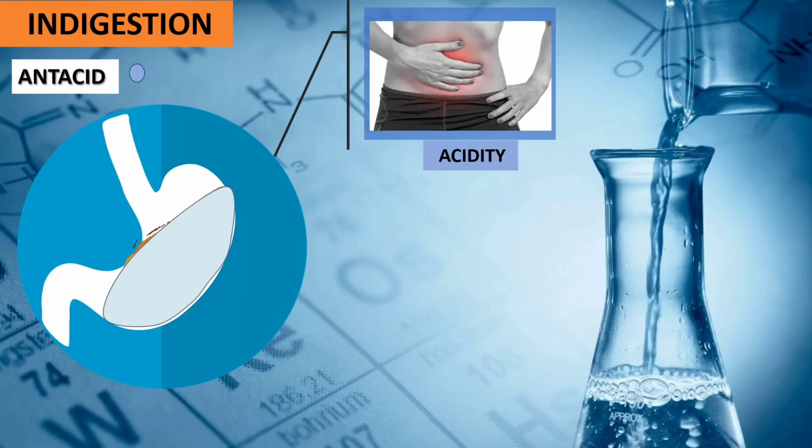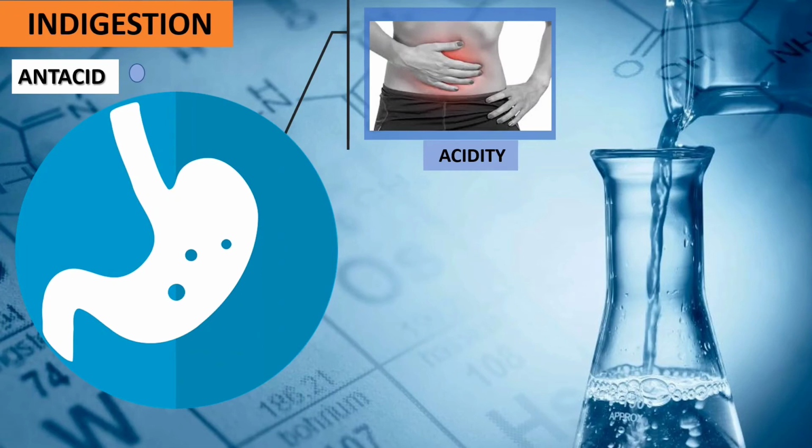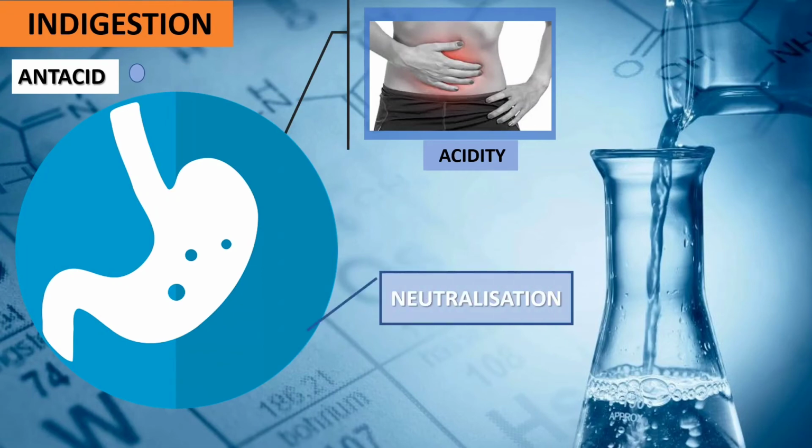And when we have acidity, which means more production of acid in our stomach, we take antacid or other substances which are basic in nature, and which are going to neutralize the acid in the stomach, because of which we are going to feel relief. So this is the application of neutralization in our daily life. The first one is indigestion or acidity. We treat this kind of acidity with the help of a base.